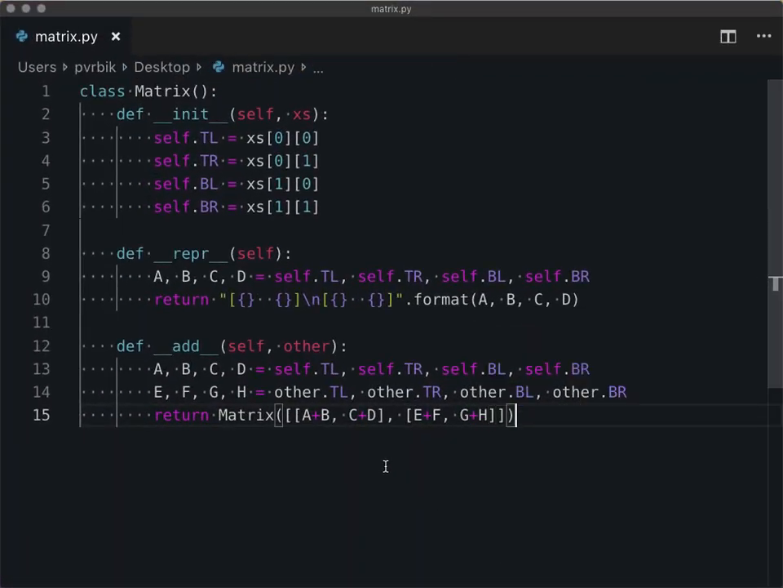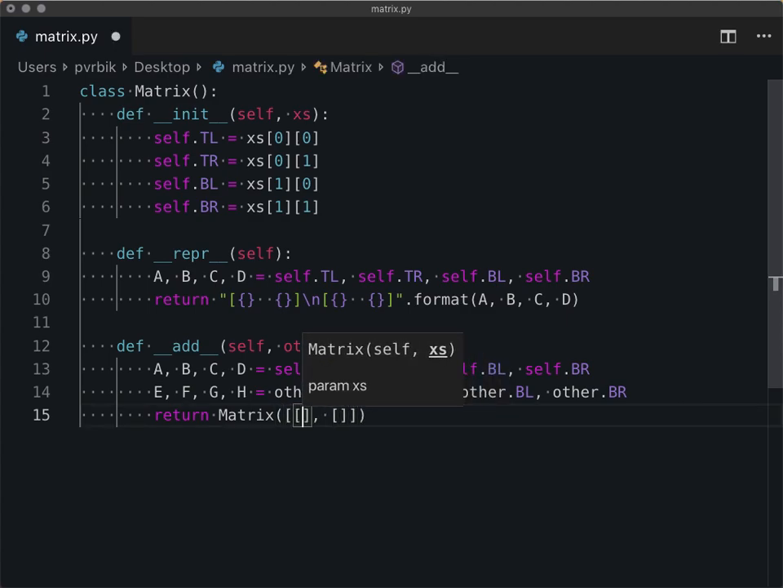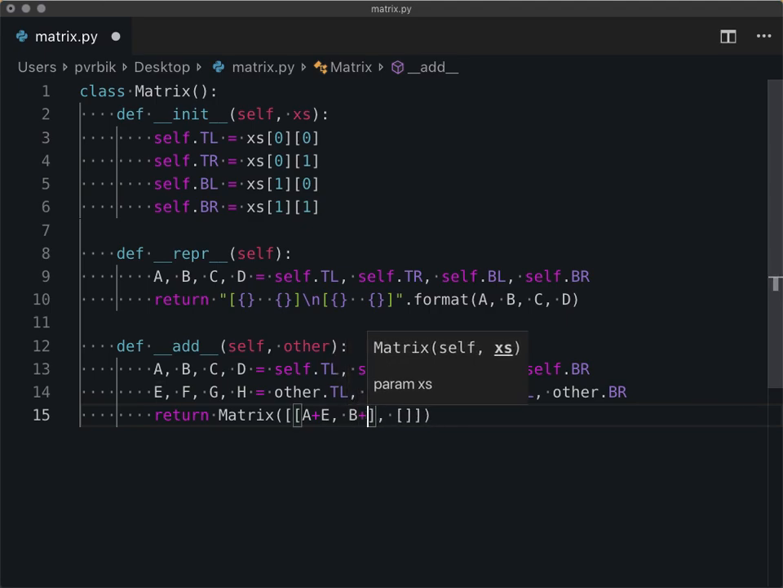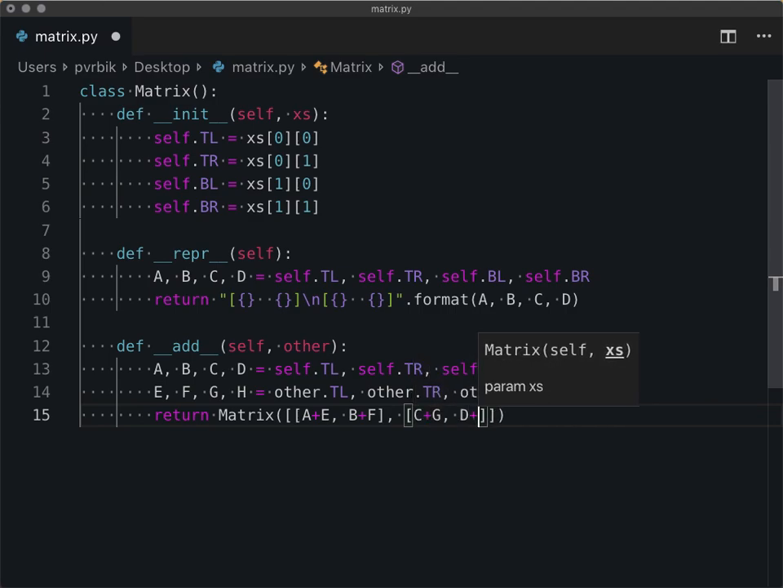G plus H. Okay, think this will work? Did I not follow what I wrote on the board? Oh, right, that was totally wrong. Well, I was gonna erase it. I was just so happy that someone learned something. A plus E, C plus G, D plus H, okay.